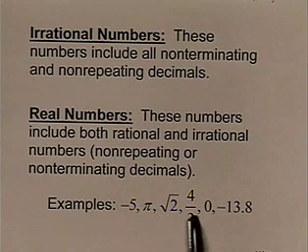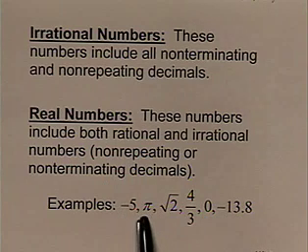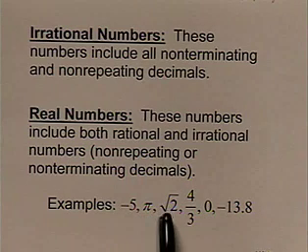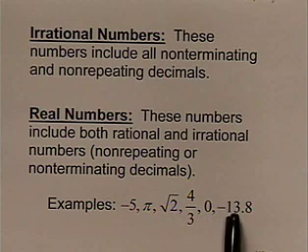Here are some examples of real numbers. In here you'll see an integer, it's a real number. You'll see pi, that's an irrational number, a non-terminating and non-repeating decimal. A square root of any number that doesn't have an exact square root. 4/3 is a real number that is rational, as well as 0 and negative 13.8.